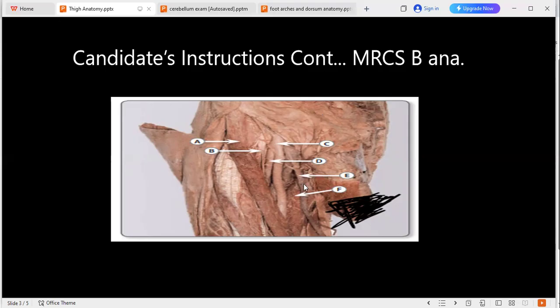Tell me the floor of the femoral triangle from medial to lateral. From medial to lateral, it's adductor longus, then iliopsoas, and then pectineus. Adductor longus, iliacus, and then pectineus. Pectineus is first. Pectineus is the medial most. Pectineus, then adductor longus, then iliacus, and the most lateral is psoas.